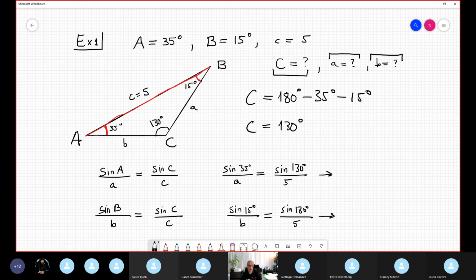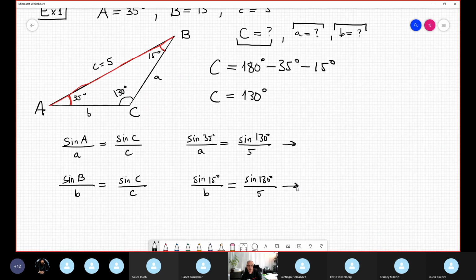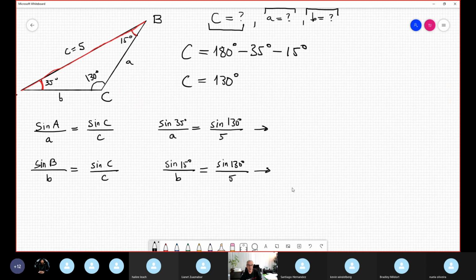But I want to explain a shortcut. No stupid cross multiply, but special cross multiply. A, which is my unknown, is equal to this times this divided by the opposite, right? So, special cross multiply: A is equal to 5 times sine 35 degree divided by sine 130 degree. Okay?